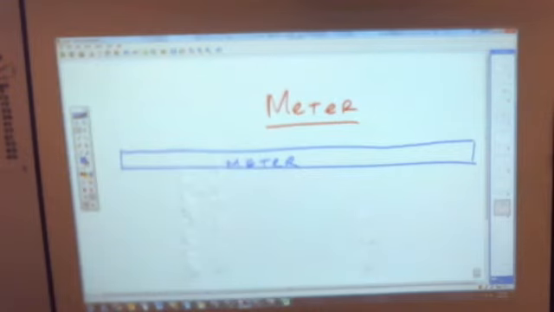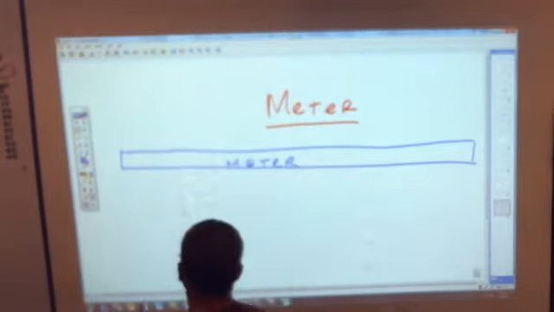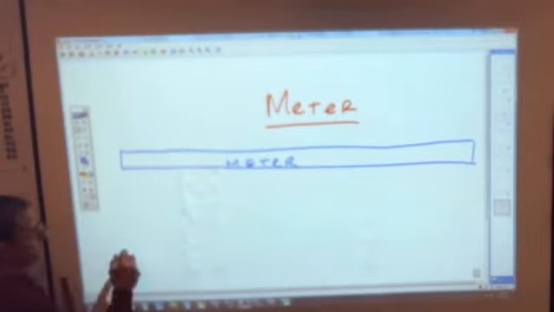So this is the length of a meter. It's about the same as our yard. It's actually a touch longer than the yard, a little over 3 inches bigger than the yard. So that's 1 meter.